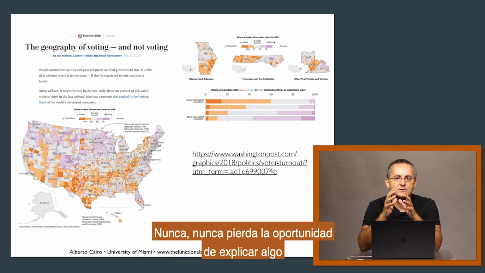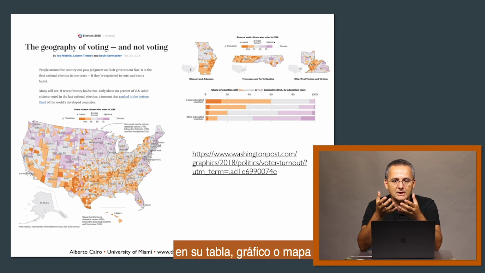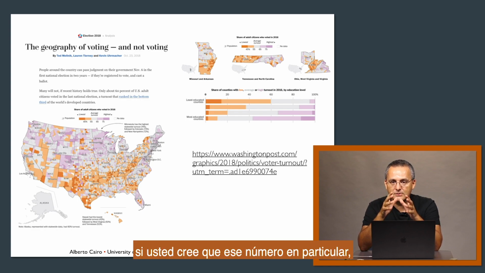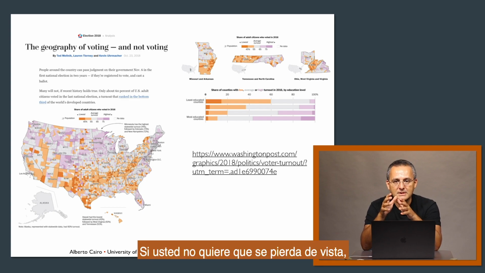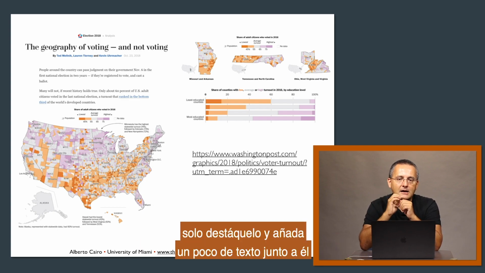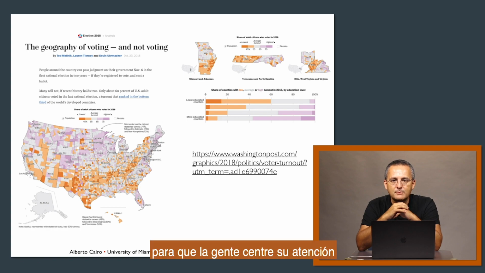Never miss the opportunity to explain something in your chart or in your graph or in your map if you believe that particular number, that particular point in time, or that particular county on a map should not be missed by your readers. If you don't want them to miss it, just point it out and add a little bit of text next to it so people will focus their attention on that particular point.